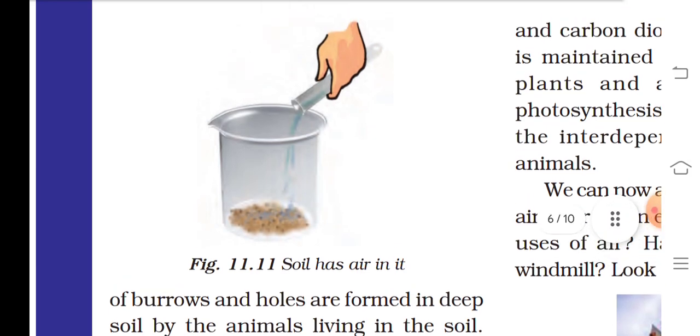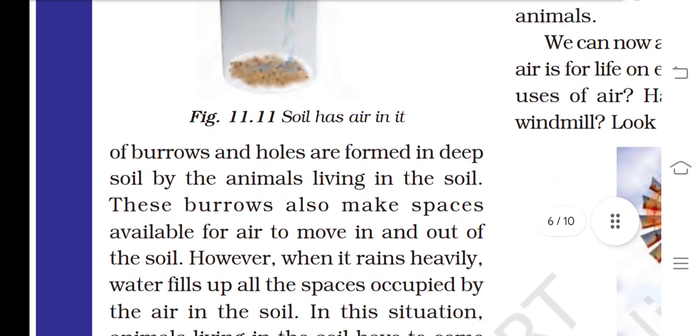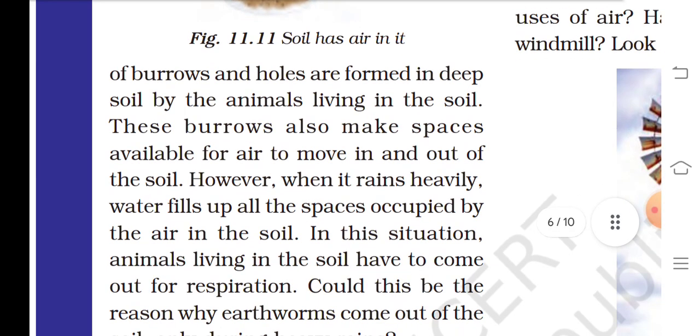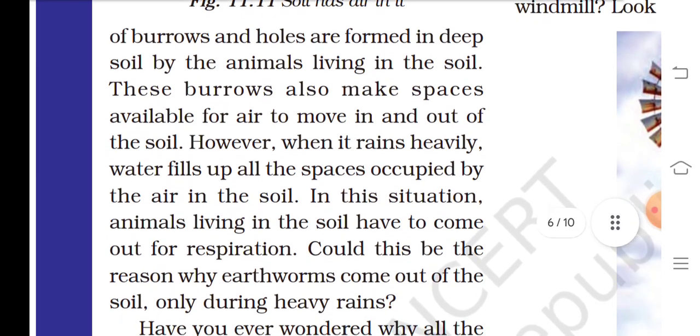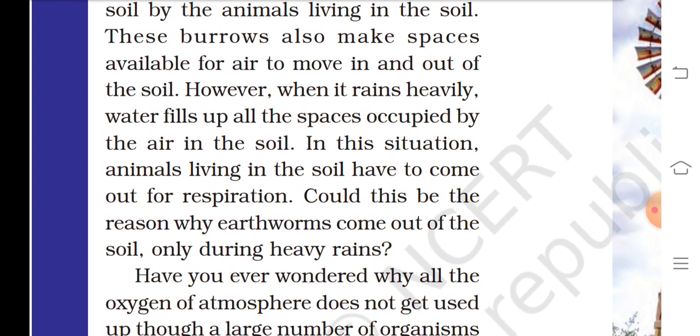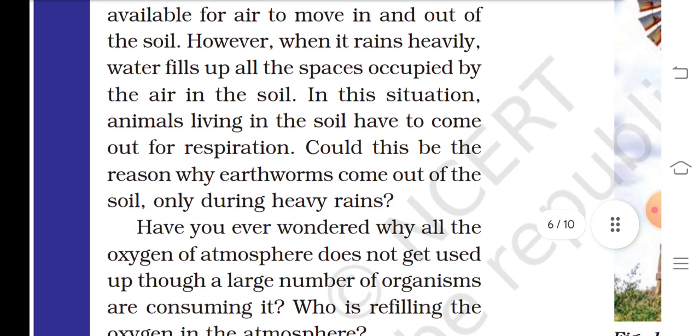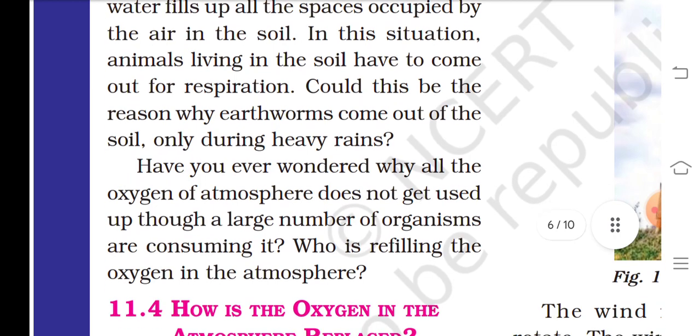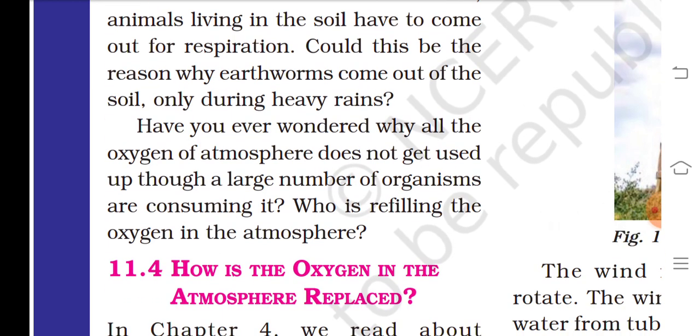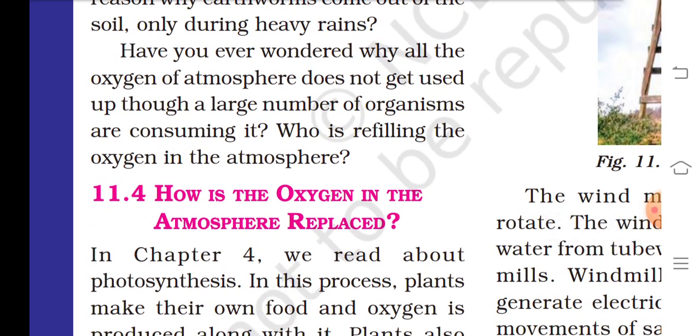So, soil has air in it. Burrows and holes are formed in deep soil by the animals living in the soil. These burrows also make space available for air to move in and out of the soil. However, when it rains heavily, water fills up all the space occupied by air in the soil. In these situations, animals living in the soil have to come out for respiration. Could this be the reason why earthworms come out of the soil only during heavy rains?